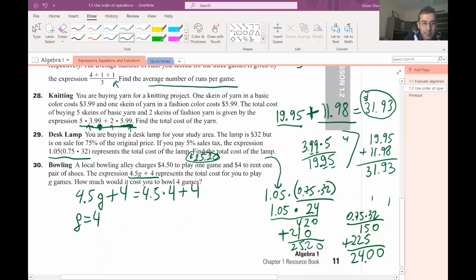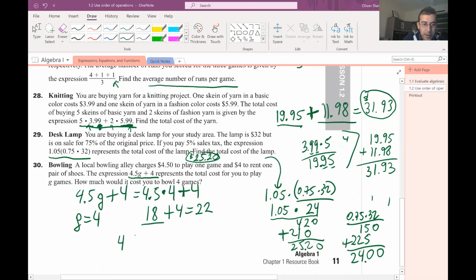Now we have multiplication and addition. Which operation would be done first? Multiplication, of course. So 4.5 times 4 is 18. Why is it 18? Because 4 times 4 is 16. 4 times half is 2. So 16 and 2 is 18. Plus 4 is 22.